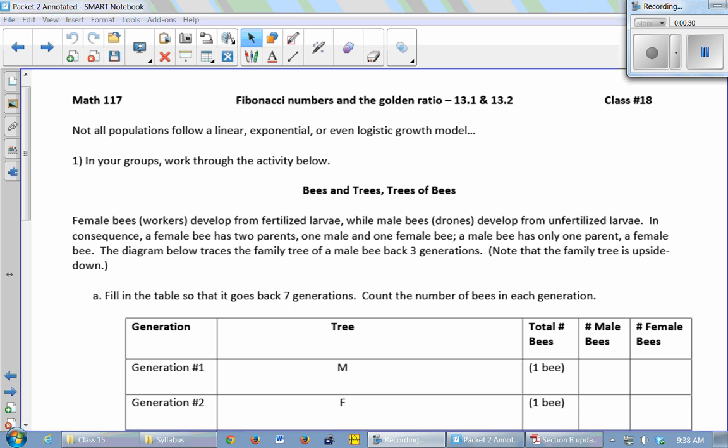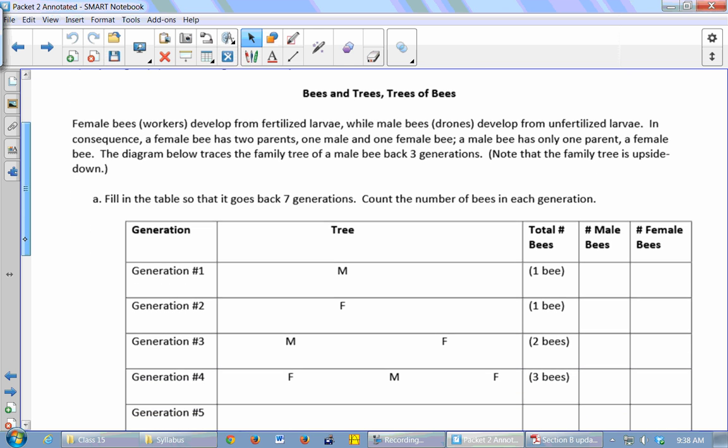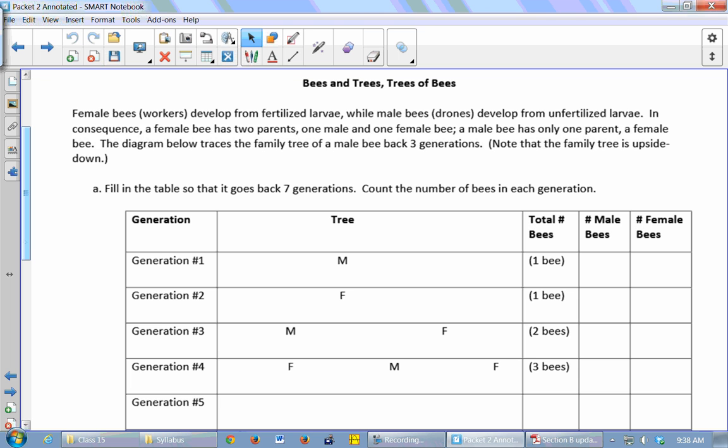So in your groups, to introduce you to this growth model, I'm going to have you work on this little activity called Bees and Trees of Bees. So this is the science that you need to know to understand the activity.